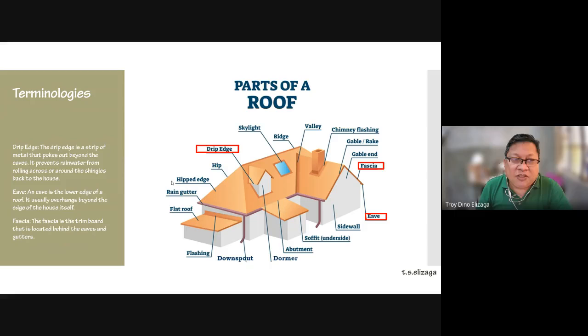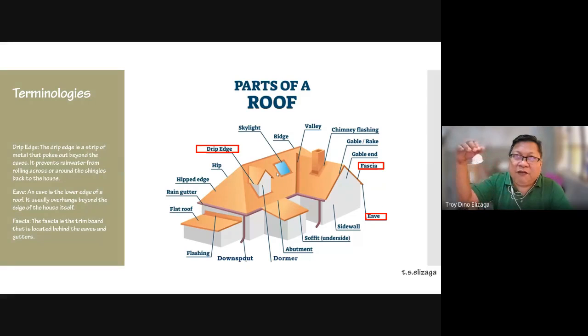A drip edge is a strip of metal that pokes out beyond the eaves. It prevents rainwater from rolling across or around the shingles back to the house. Okay, the drip edge is here. So at the end of your roofing, you either have a gutter or you don't. If you don't have a gutter, the rainwater will fall freely to the ground.